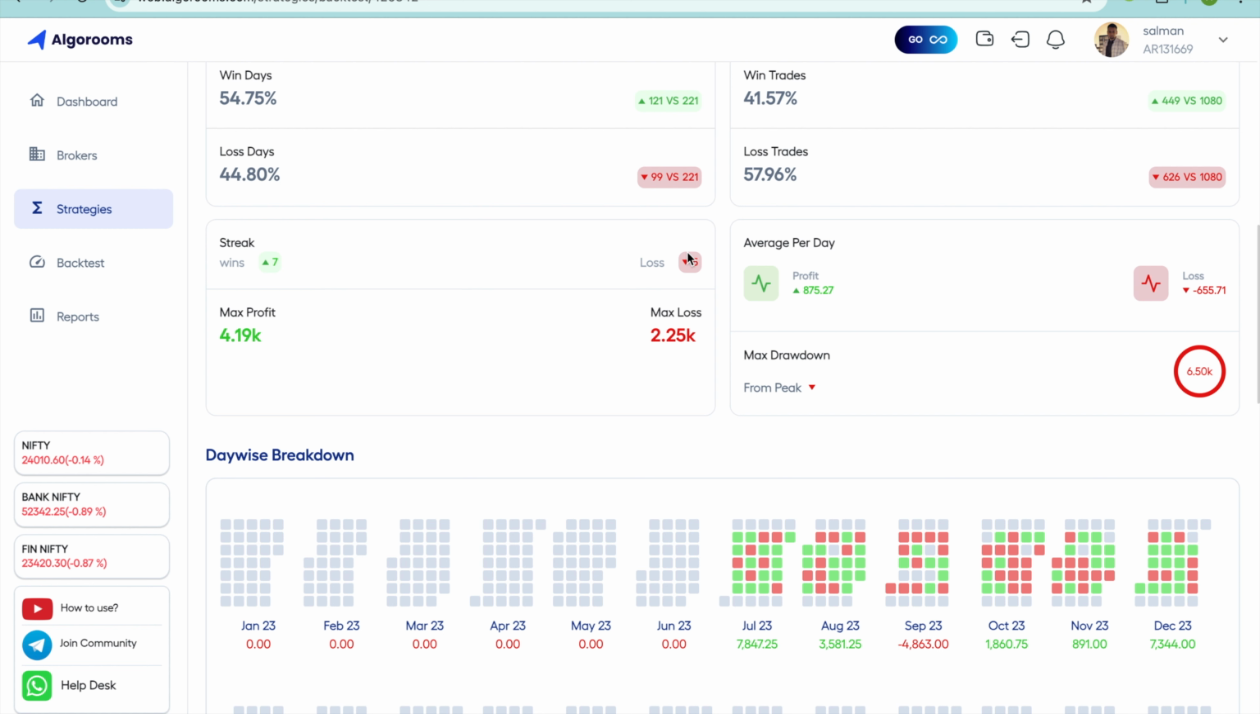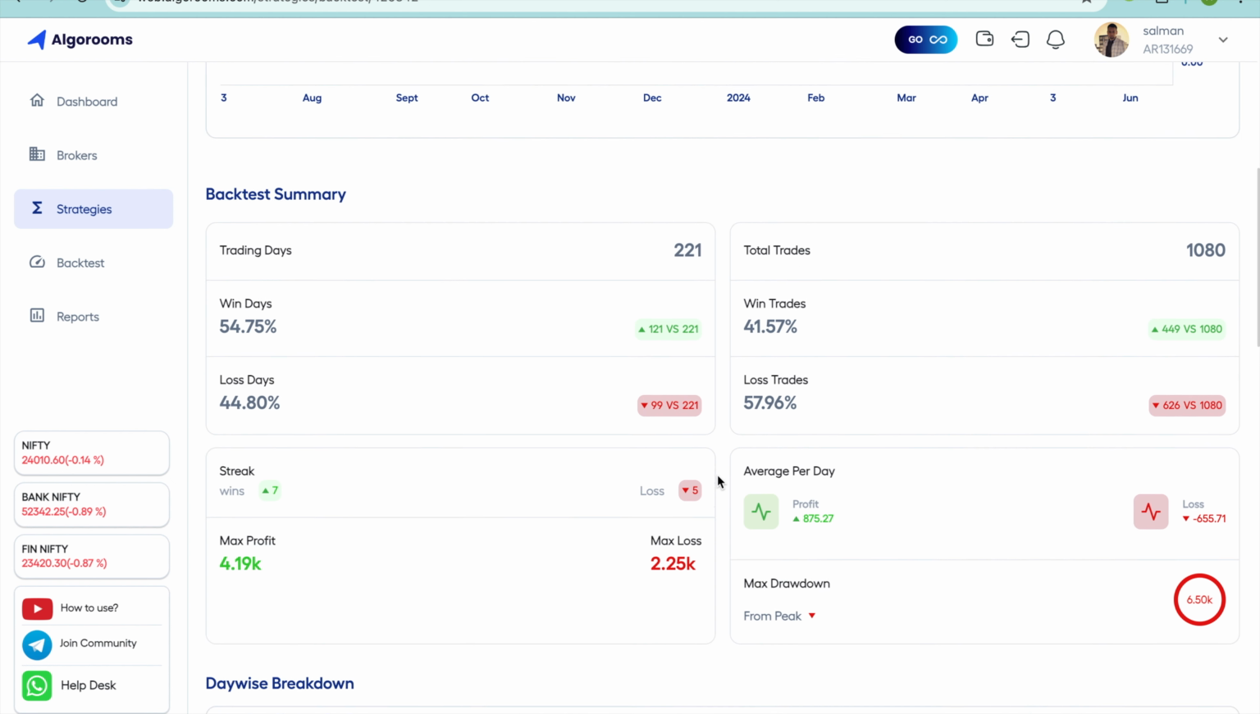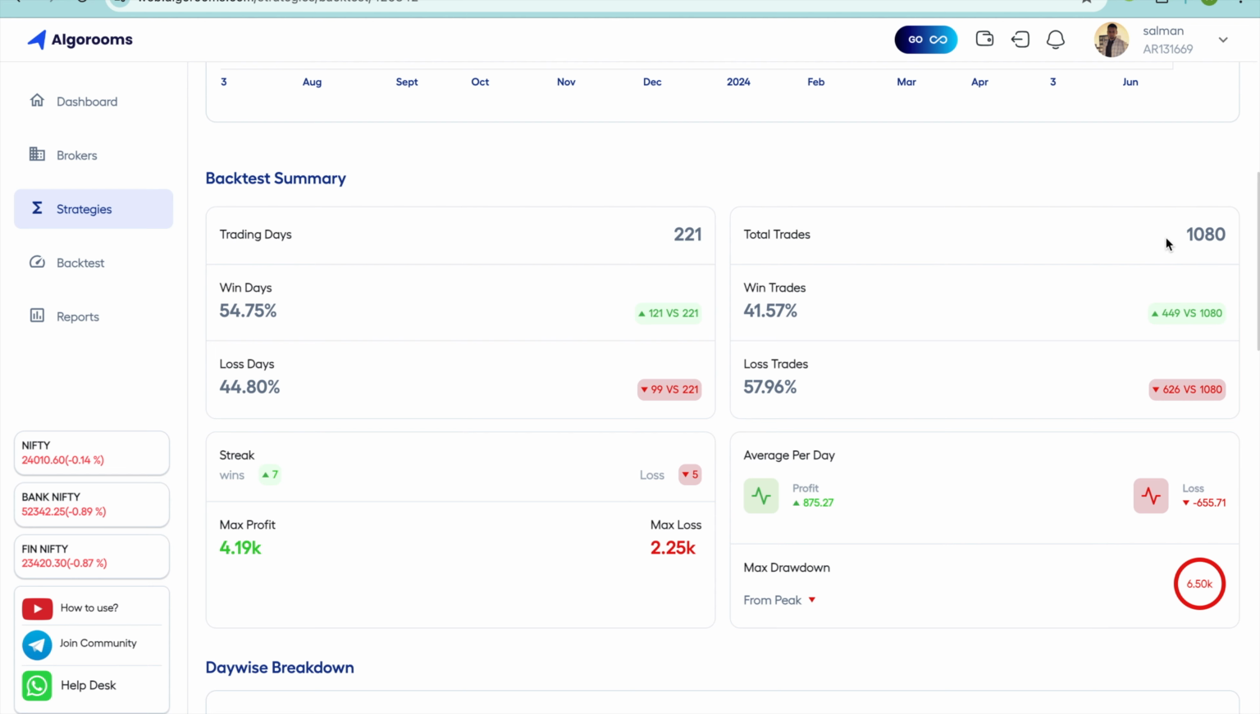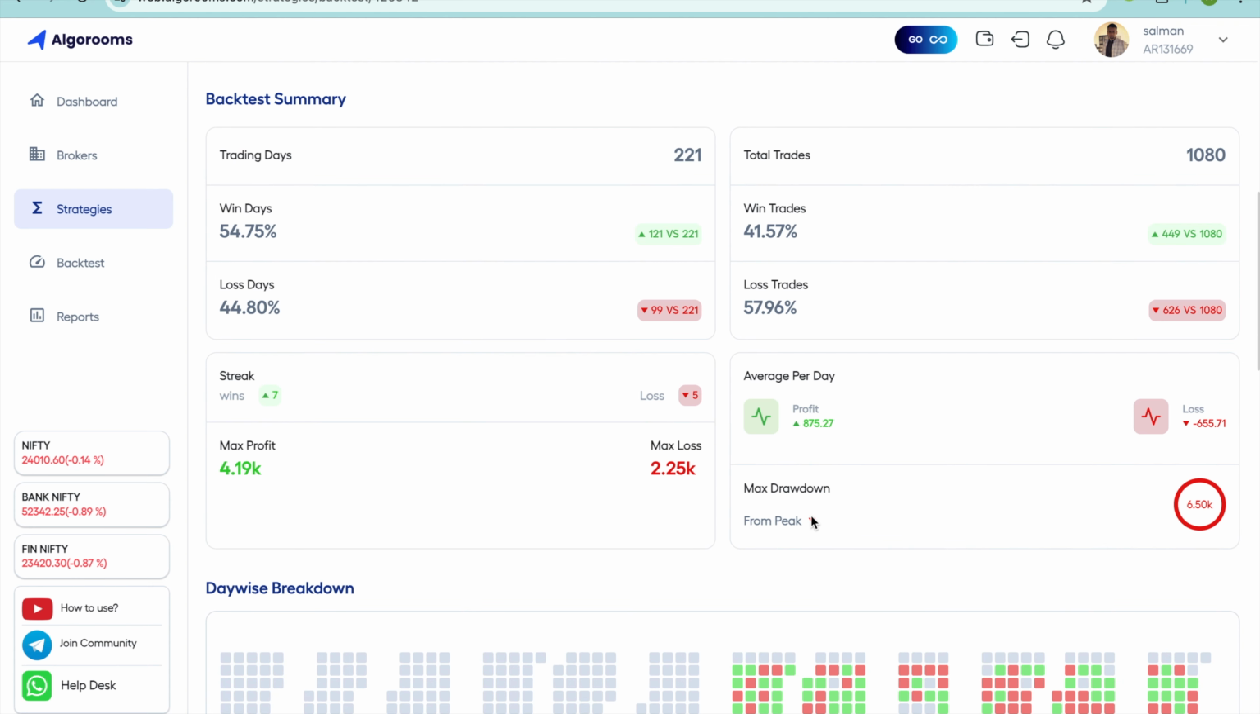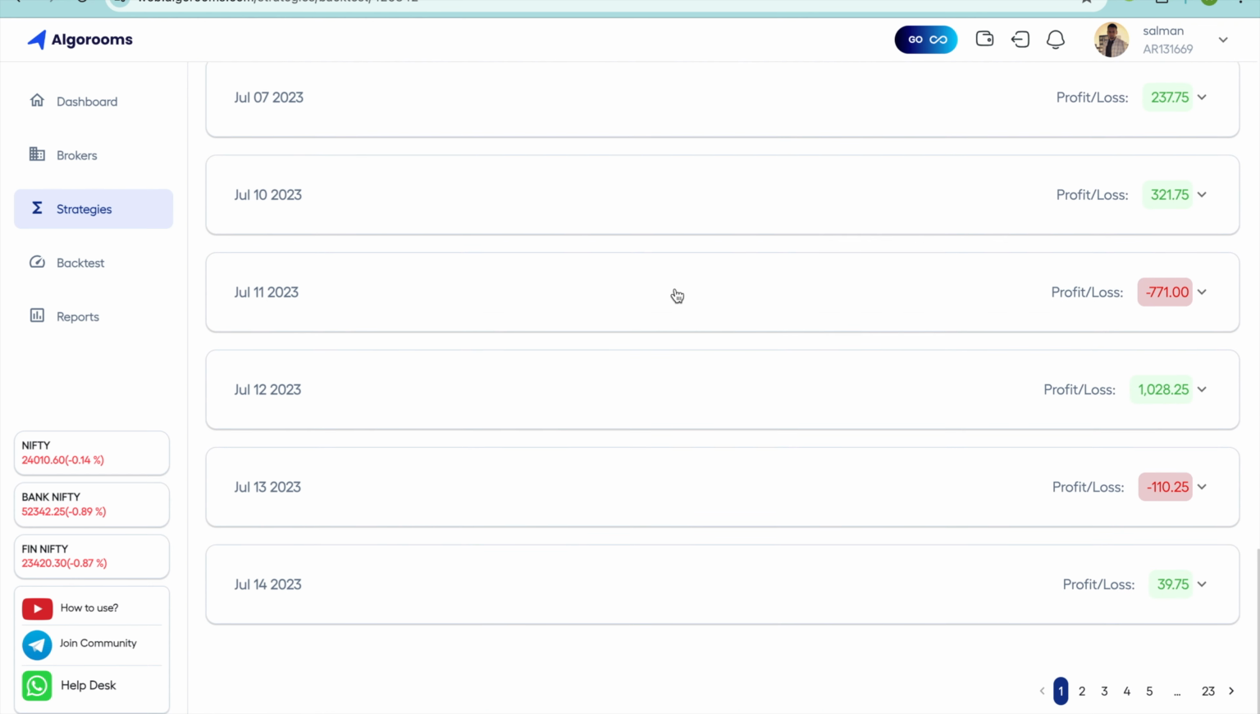In the streak, lose streak is 5 days. 5 days you can lose continuously. Here you can see. Okay, but PNL on an average is like around 10,000 something. Your max loss is 10,000 around. Total trades are 1,000 trades. Here you can see every day what has happened.